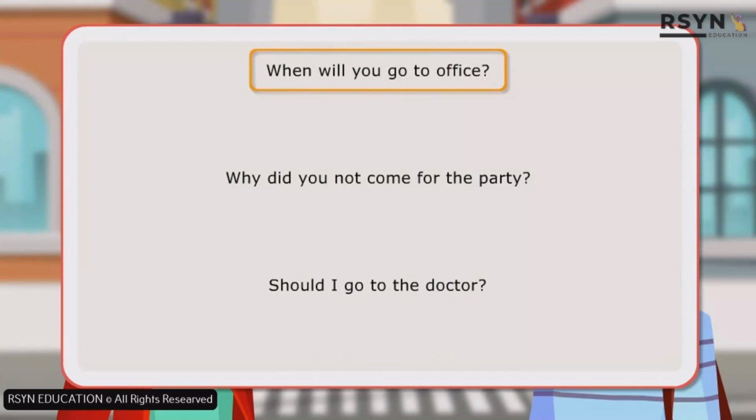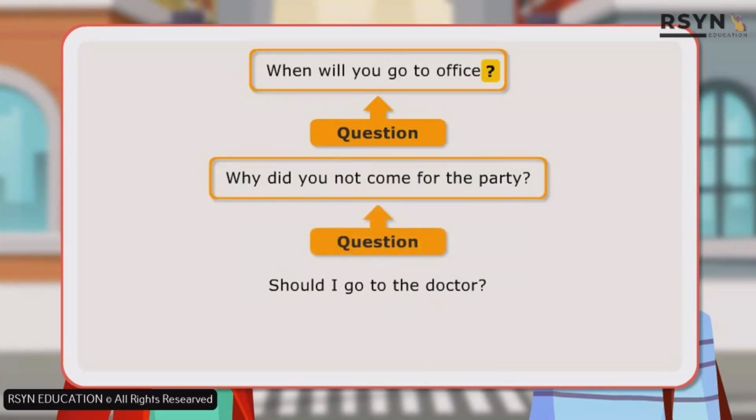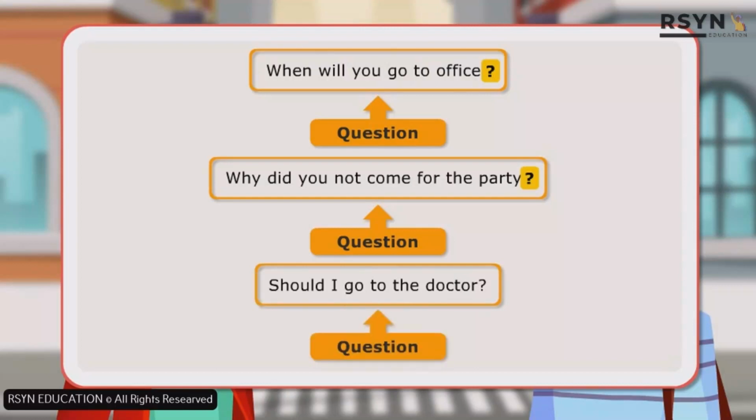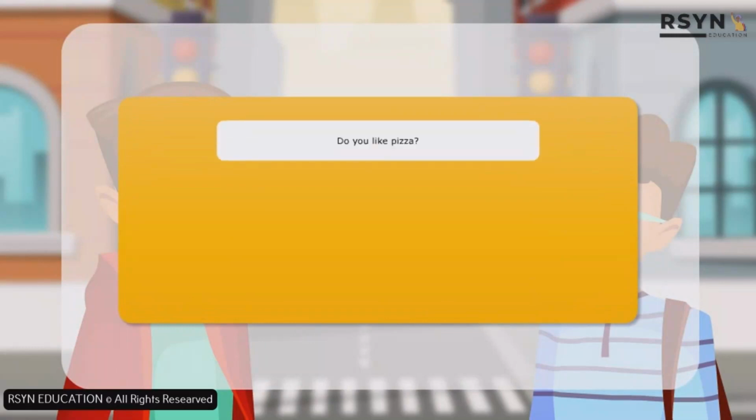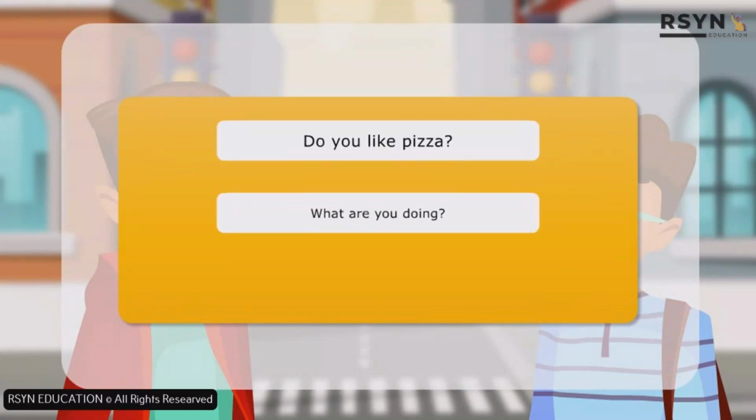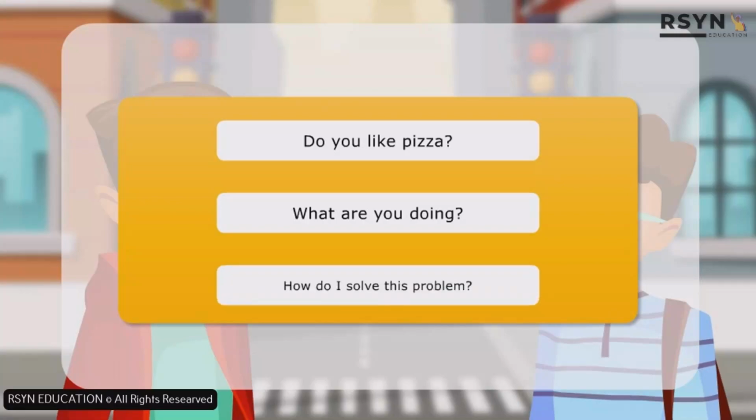The first sentence is a question as it asks something and has a question mark at the end. The next sentence also interrogates and ends with a question mark. So it is a question. The third sentence also is a question as it demands an answer and has a question mark at the end. Here are few more examples of questions. Do you like pizza? What are you doing? How do I solve?